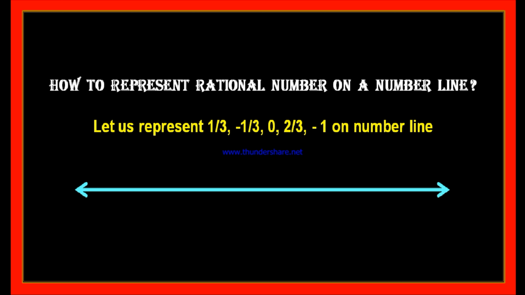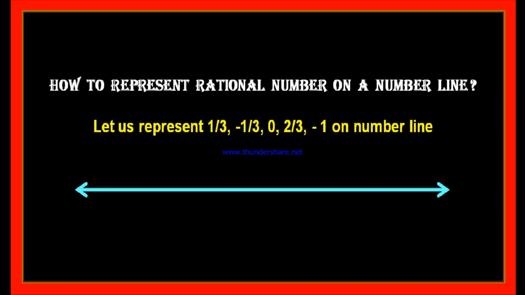Now here in this question we have to find out 1 by 3, minus 1 by 3, 0, 2 by 3 and minus 1. We have to locate all these numbers on this number line. Now if you observe, the given numbers are rational numbers. They are in p by q form. First of all, let us learn how to represent these numbers on the number line.